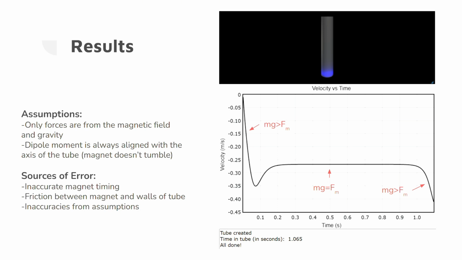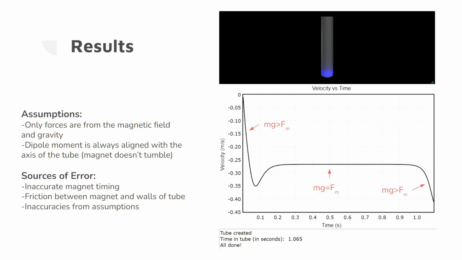On the right here, we have a graph of velocity versus time. You can see that I've labeled that as the magnet is entering and exiting, the force of gravity overcomes the force of the magnetic field, which causes it to accelerate. This is because there is less tube on the top when it's entering, or less tube on the bottom when it's exiting, to actually experience a flux and then create a magnetic field. So there's just less magnetic force. And then in the middle, there is material on the top and the bottom to exert a magnetic field, and the force of gravity and the force of the magnetic field equal each other, so velocity is constant during that time.